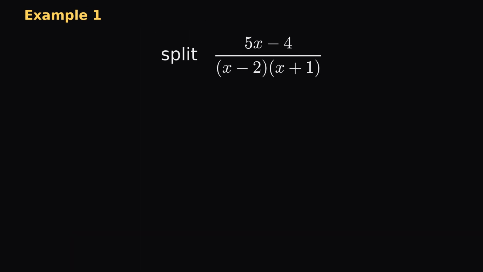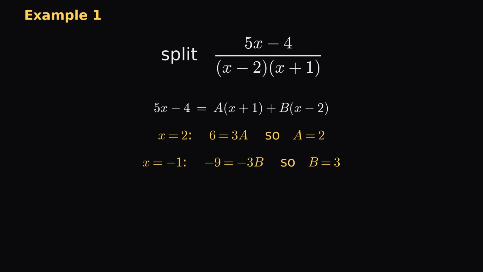Example 1. Split 5x minus 4 over x minus 2 times x plus 1. So it is a over x minus 2 plus b over x plus 1. Multiply through. 5x minus 4 equals a times x plus 1 plus b times x minus 2. Now put x equal to 2, because that kills the second bracket. On the left, 10 minus 4, which is 6. On the right, a times 3. So a is 2.